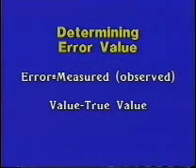As I mentioned before, all measurements contain some error, and therefore no measurement is exact. Also, the true value of any measurement is never known, and therefore the exact error present is always an unknown. With this in mind, let's look at the formula for determining error. The error in any measurement is equal to the measured or observed value minus the true value.